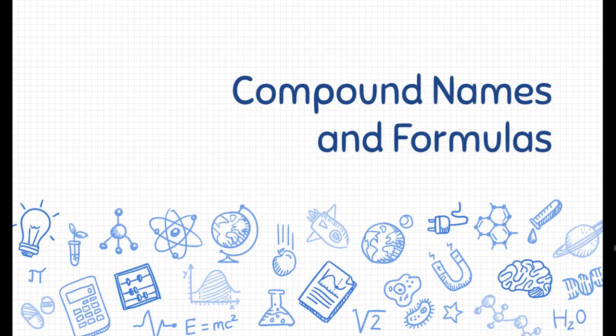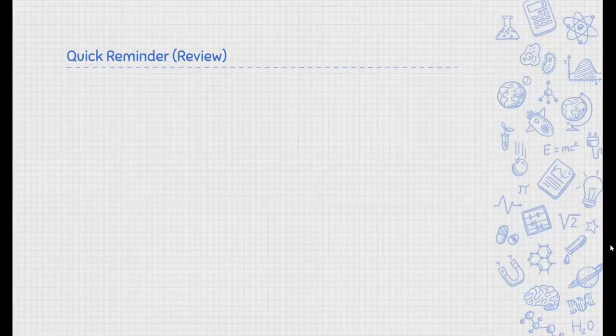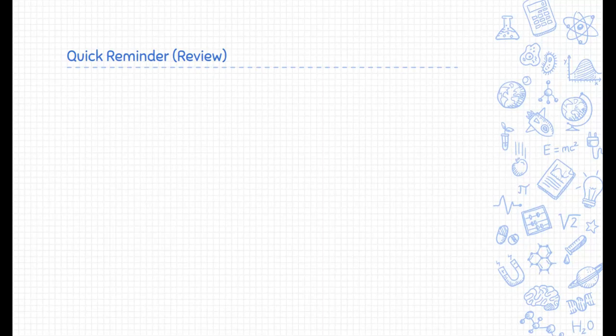Let's talk about compound names and formulas. Get out your science notebook. Here's the essential question. How do we write the names and formulas of ionic, covalent, and metallic compounds? Well, before we do that, let's have a quick reminder or review of things we've talked about so far.